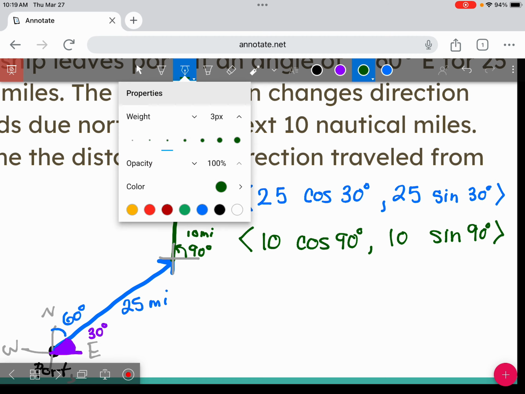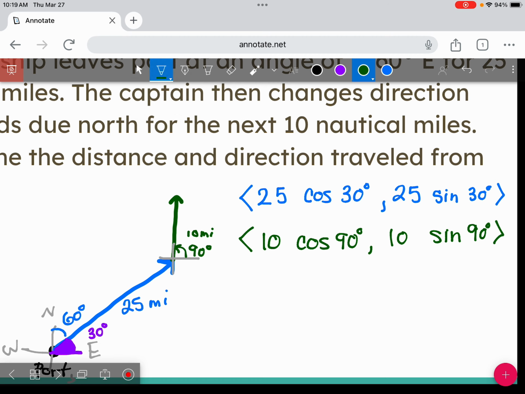You could come in and simplify those right now if you really want to. We're going to simplify as we go and as we get to it, because what we're trying to do next is figure out this distance and this angle, because we want the direction and the distance. So I'm going to call this D, because that's the piece we're looking for here.